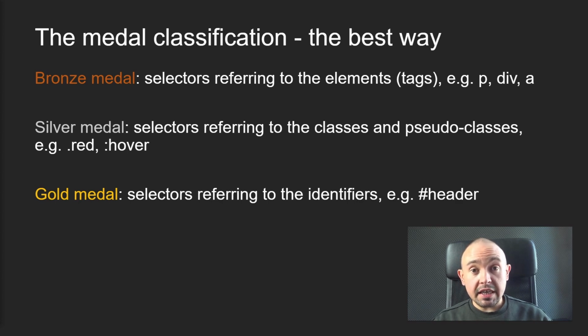We divide the selectors into 3 types, for which we can award 3 types of medals. Bronze medals are selectors that refer to the elements, or if you prefer, the tags. Silver medals are selectors that refer to the classes and pseudo-classes. And finally, gold medals are selectors that refer to the identifiers. What is very important? One silver medal is worth more than all bronze medals, and one gold medal is worth more than all silver and bronze medals combined.